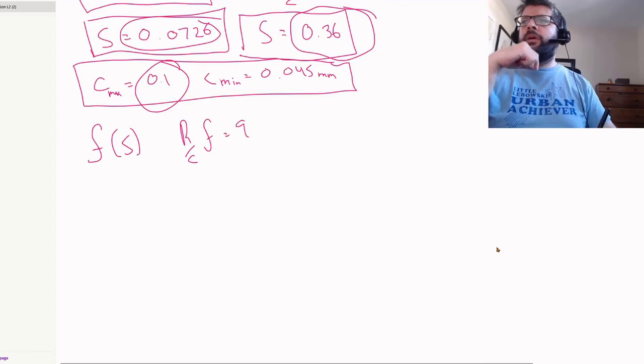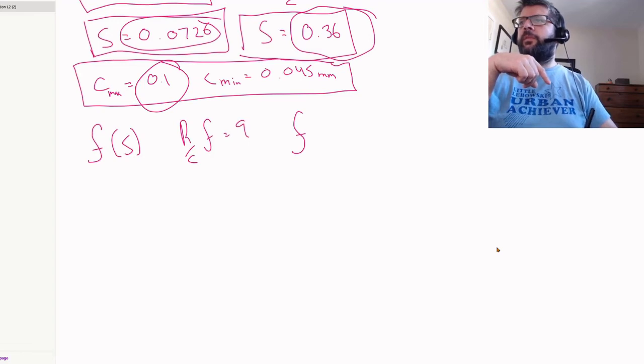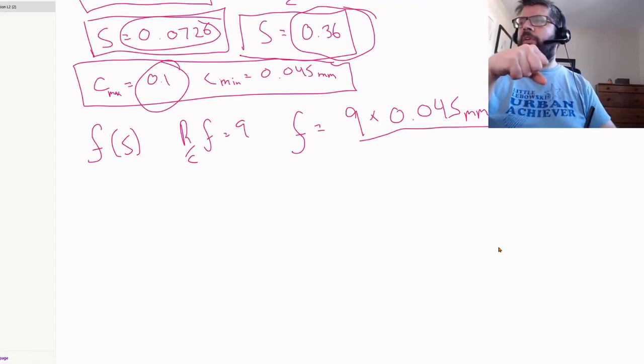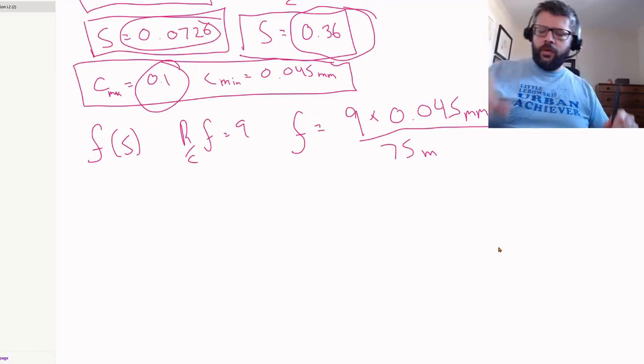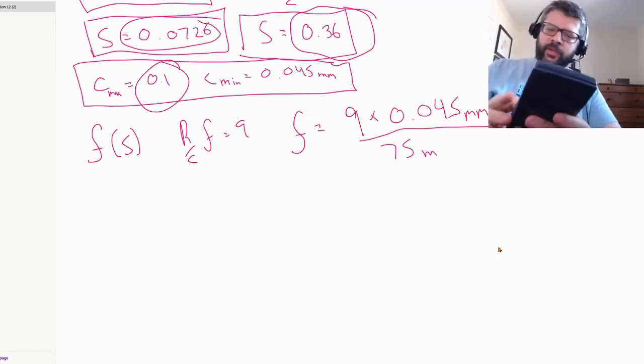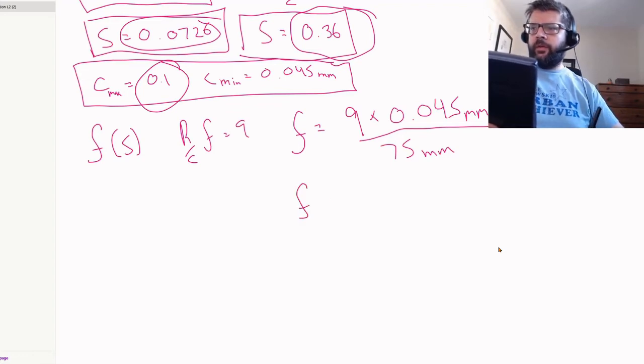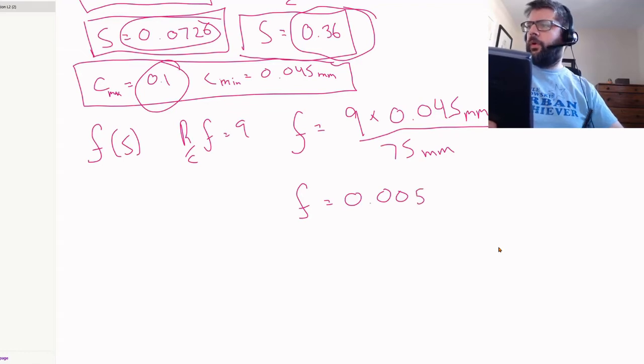So solving for F is equal to 9 times 0.045 millimeters divided by R. The diameter is 150, so the radius is therefore 75 millimeters. So what does that end up being? That gives us an F value of 0.0054.